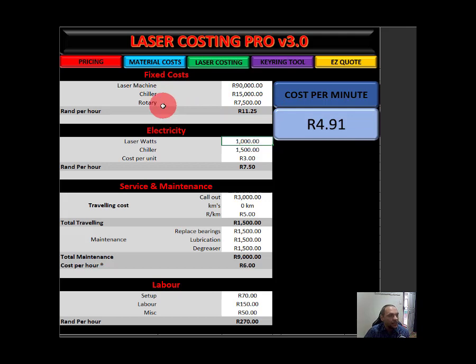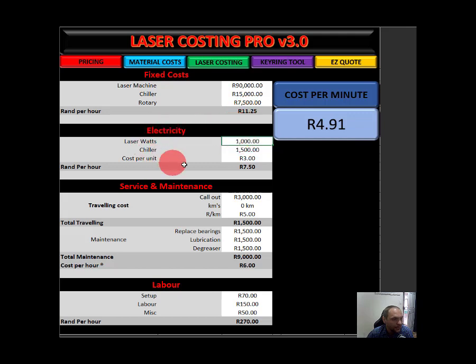How that is calculated: it is the total cost of the machinery depreciated over a 3-year period, meaning that the entire machine and all machinery bought must be repaid over a 3-year period of about 200 days a year at 6 hours a day to give you a good price per minute.